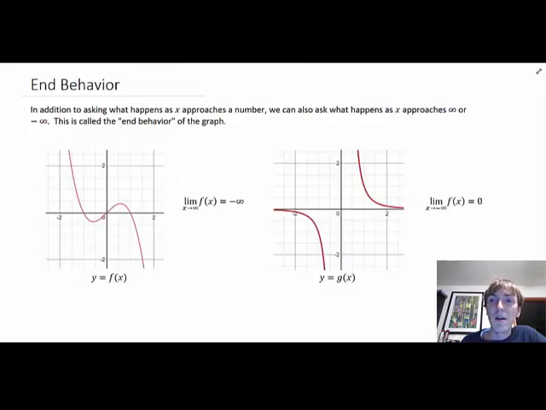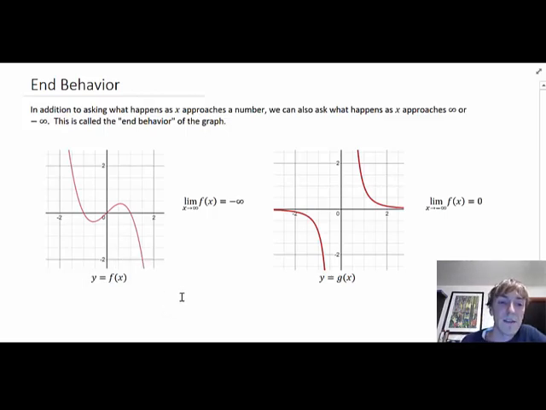Okay, last example. In this last slide, I'm asking what happens not as x approaches a number, but as x approaches infinity or minus infinity. Those are also questions I can ask. When I'm talking about this kind of limit, I call this the end behavior of the graph. So when I say something like find the end behavior, what you're being asked is find the limit as x approaches infinity and as x approaches minus infinity.